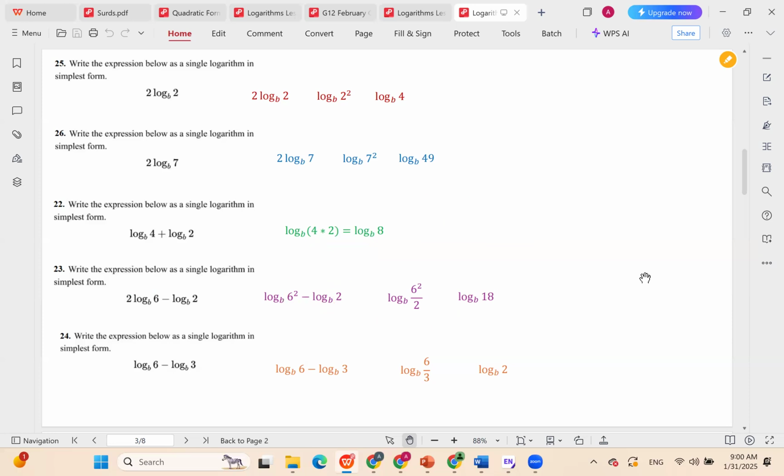For the final example in this page, write the expression below as a single logarithm, log base b 6 minus log base b 3. So again, we can say log base b 6 over 3, which is log base b 2. Therefore, the final answer here would be log base b 2. Let's try some more examples.